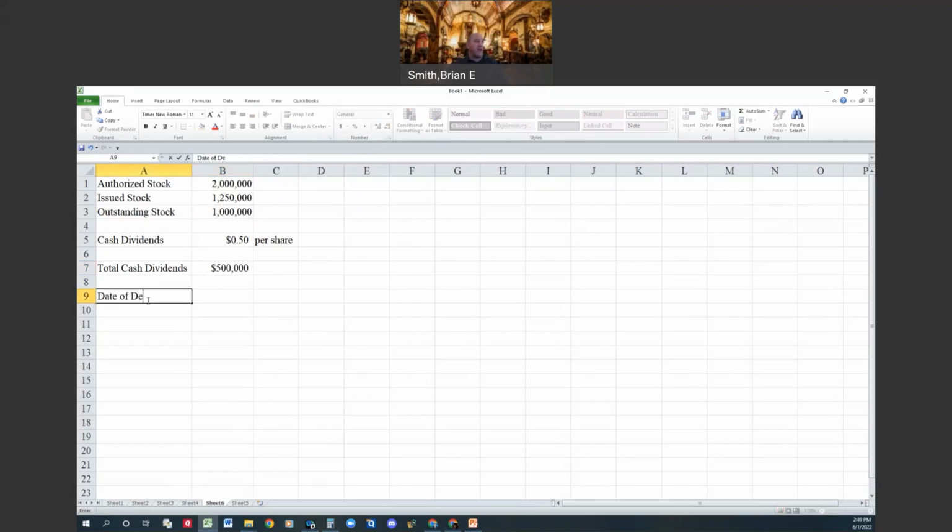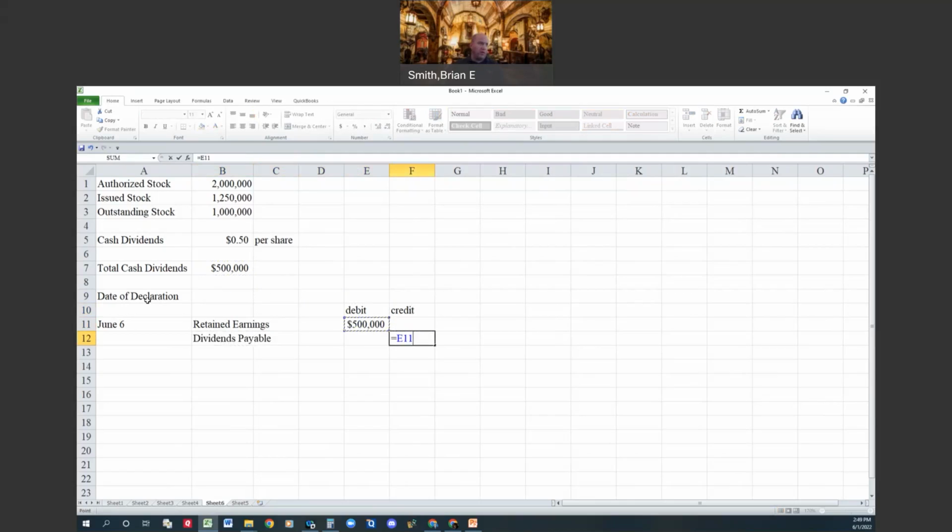So on the date of declaration, let's say that it is June 6th, we are going to have our first journal entry as a debit of retained earnings. Okay, let's do debit, credit. So our first one here is going to be for the $500,000, and our next journal entry is the credit, and it's going to be to dividends payable.